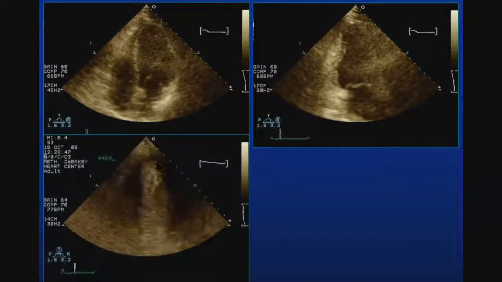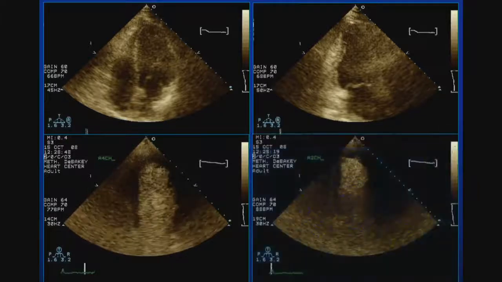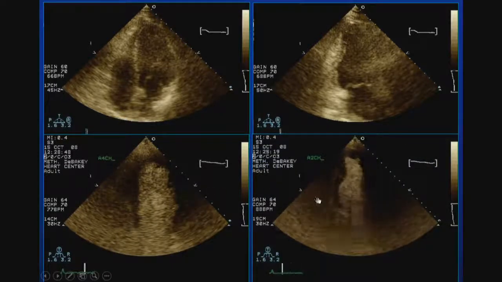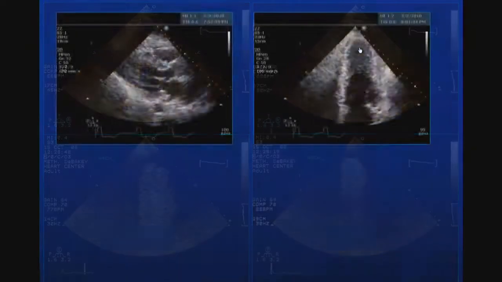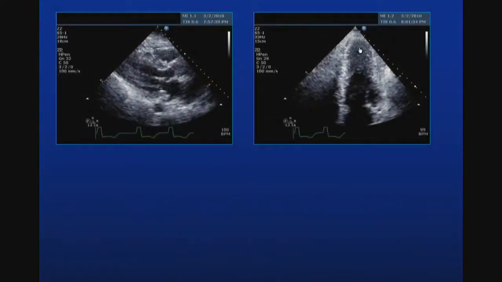And watch what the contrast tells me in this situation, okay? It tells me that there is a wall motion abnormality in the apex, and on top of that, there is an apical thrombus. I really missed this completely without contrast echocardiography. So that's the enhancement of not only the diagnosis, but at times changing the therapeutics. And we'll talk about that, the change in the therapeutics, down the line.